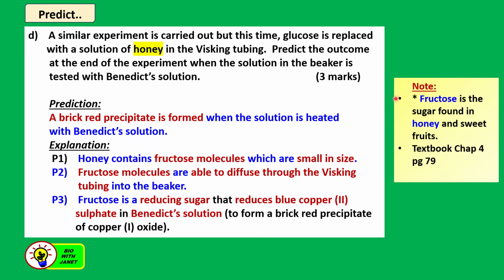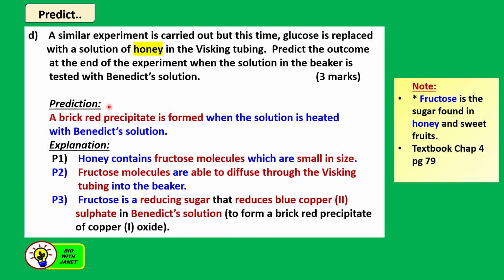Okay, take note. Honey in your textbook is mentioned, honey or madhu, in textbook chapter 4, page 79 in the digital version. It is said that fructose is the sugar found in honey and some sweet fruits. Okay, for grape juice, it contains a lot of glucose. But some other sweet fruits and also honey, it has fructose in it. Or maybe some other sugars, but it has fructose. So we can mention about fructose.